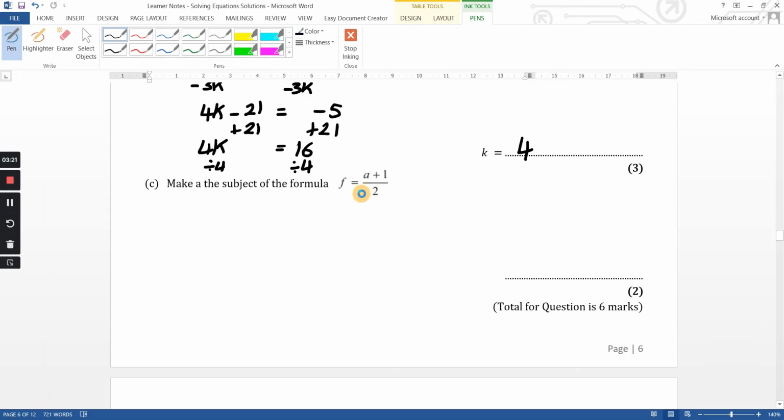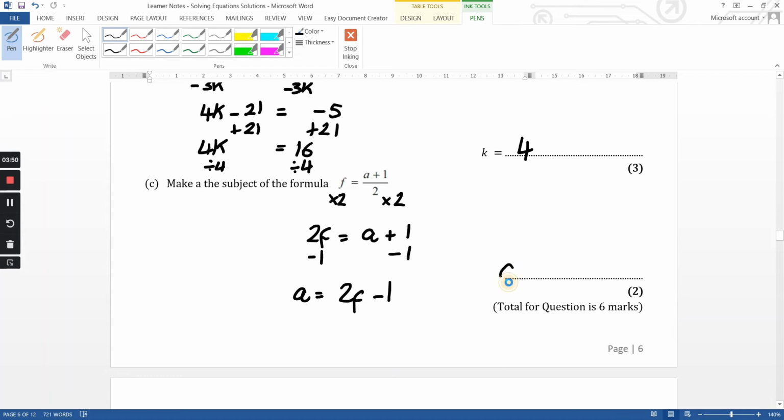Next one, make a the subject of the formula. So we want a on its own equal to something. Let's get rid of this fraction. I don't like that fraction being there, so I'll have to multiply by 2 here and here. So I'll get 2f equals a plus 1. And there's only one more step. Just take away 1 from both sides. So a equals 2f minus 1.